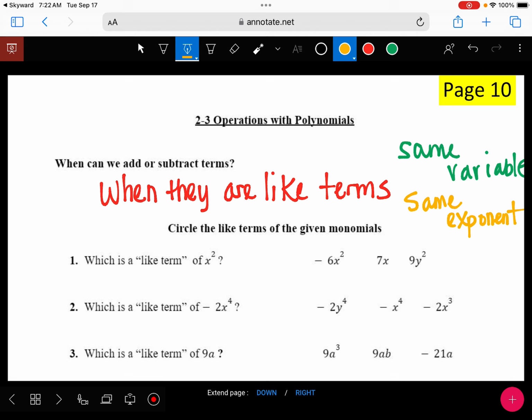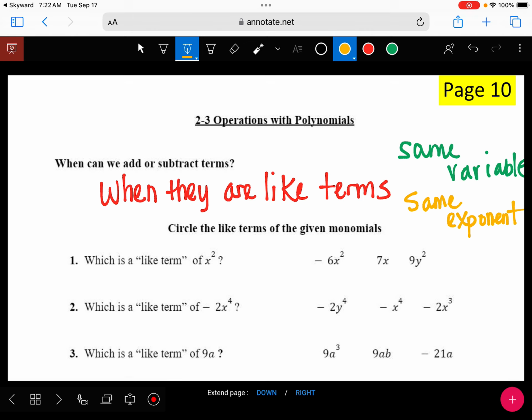Go ahead and look at each row and circle the ones that will be like terms. There is one in each row. For question 1, circle the one that is a like term with x squared. In question 2, circle which is a like term of negative 2x to the 4th. And for question 3, which is a like term of 9a. Again, you're looking for the same variable and the same exponent. So in order for it to be a like term with x squared, it has to have an x and a squared.